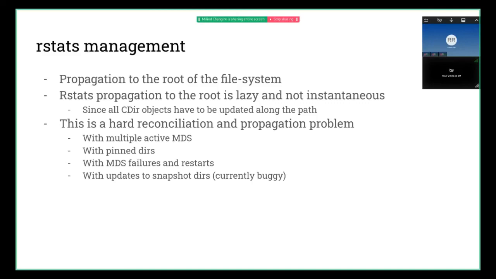Also, the stats are collected when the system restarts or the MDS comes up and replays the log, and then again the rstats are reconciled and checked for validity, version validity, before they are propagated to the root.